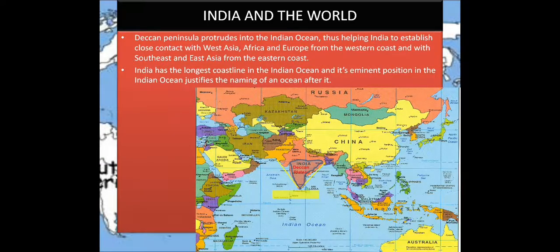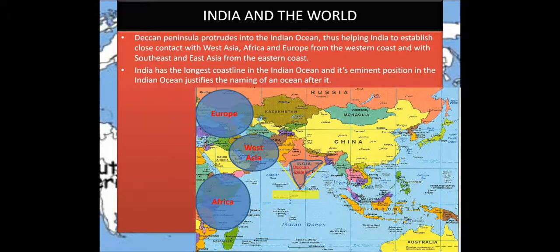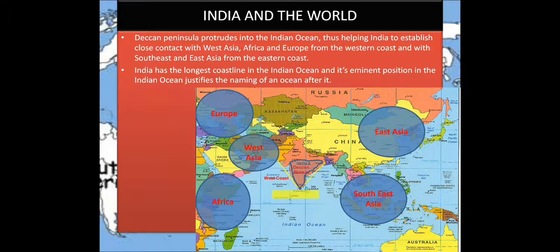Deccan Plateau of India. Now you can see it has been clearly marked. This is the Deccan, the one which has been marked with blue line. This is the Deccan Plateau. This completely protrudes into the Indian Ocean. कहने का मतलब है ये इंडियन ओशन में आया हुआ है, which helps India to have close contact with West Asia, Africa and Europe from the west coast, and with Southeast Asia and East Asia from the eastern coast.